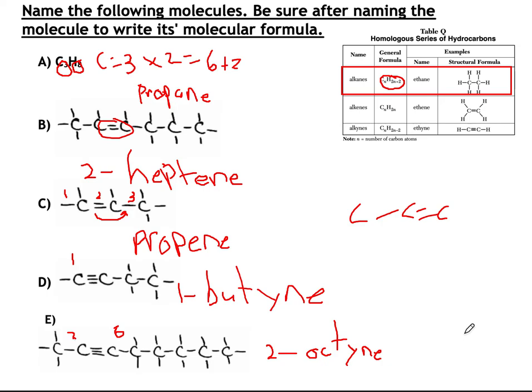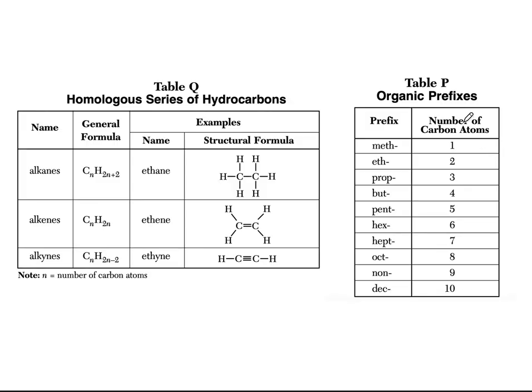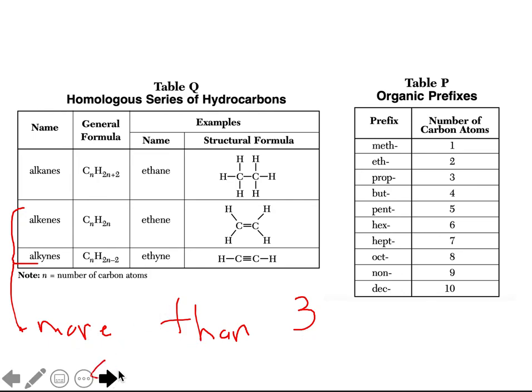So the main thing to do is get your prefix, right, using table P. Then figure out, is it an alkane? Is there an alkene? Is there an alkyne? Once you figure that out, if it's an alkene or an alkyne, you have to see if there is more than, I'm drawing with a mouse right now, so it's a little hard, more than 3 carbons. If so, put a number.